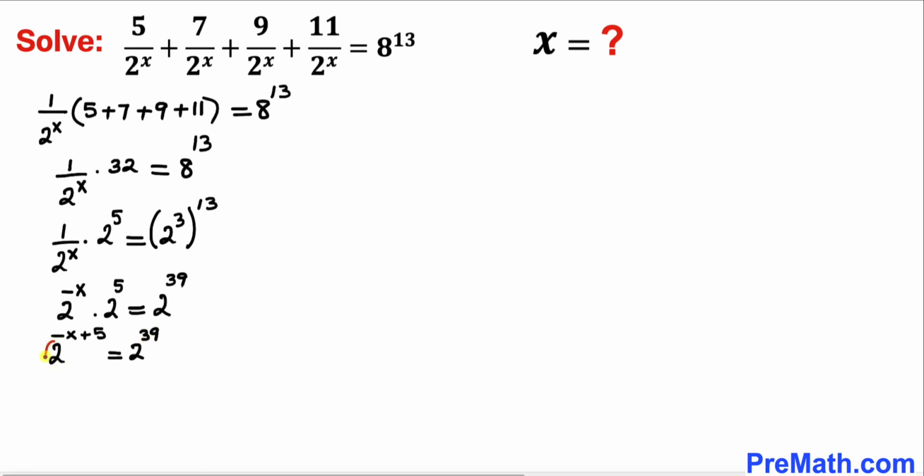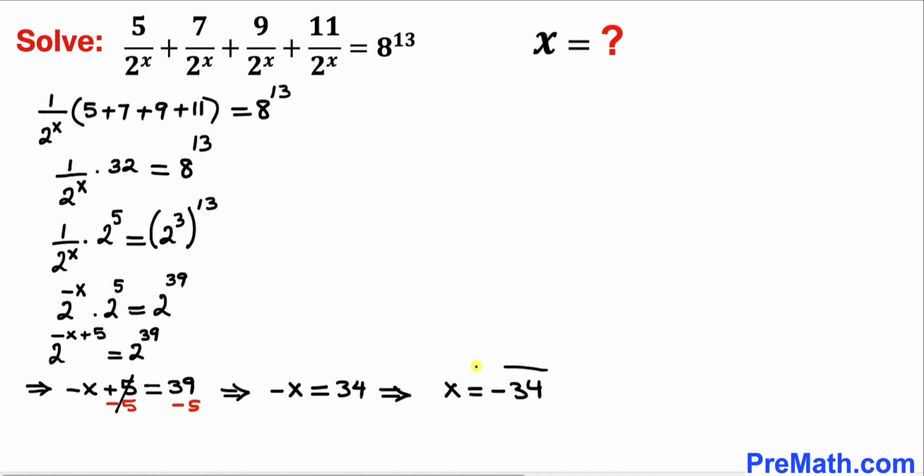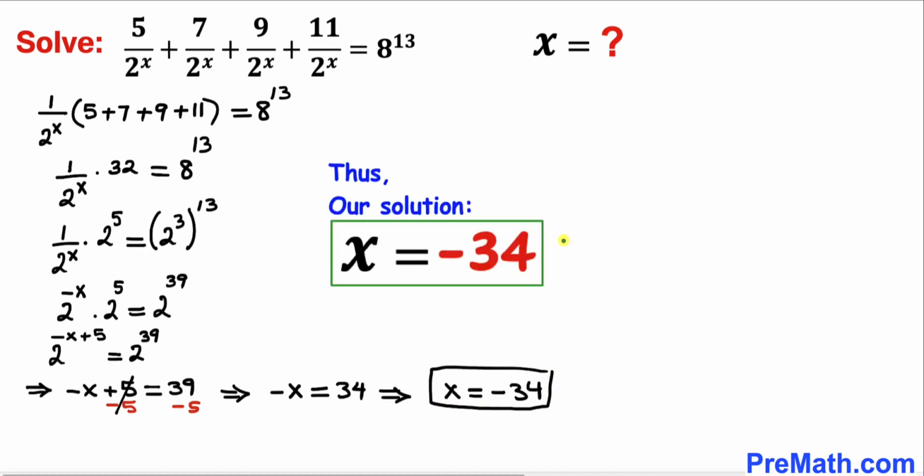And now we can see that we have the same bases on both sides, which is 2. So therefore we can equate our exponents as well. This equation could be written as negative x plus 5 equals 39. Let's go ahead and subtract 5 from both sides, and we can see that this cancels out. So our negative x is going to be equal to 34. And if we switch these negative signs around, our x value is going to be negative 34, and that is going to be our solution. So thus our solution turns out to be x equal to negative 34, and that's our final answer.